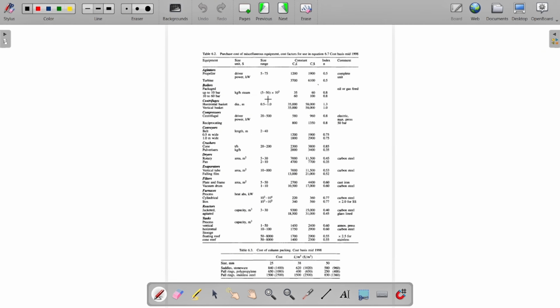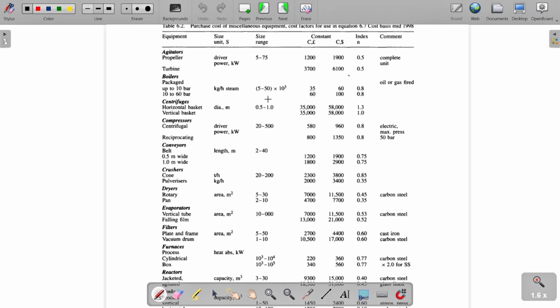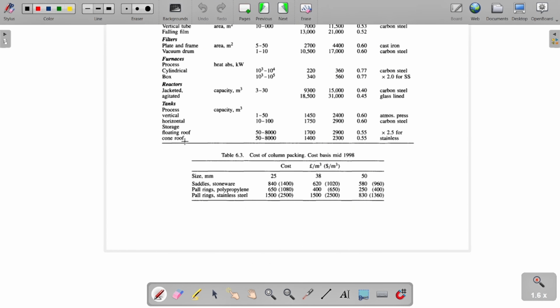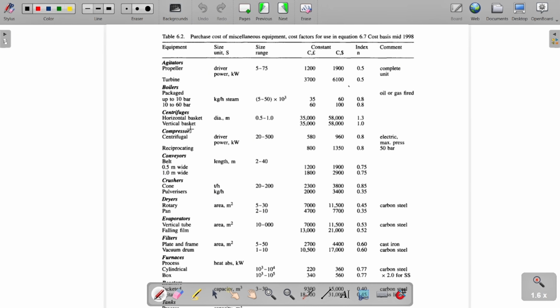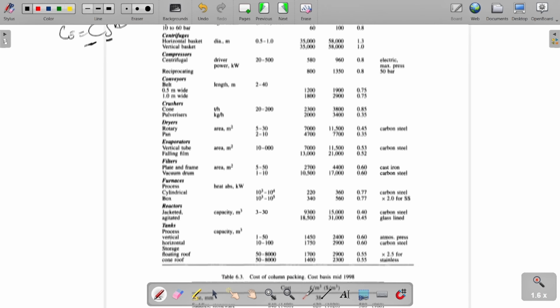And this one over here is when we have a storage tank, right? So it's a cone roof. For this one we have a formula that we use. The cost becomes C S to the power n, right? Where S is the capacity, and C is the constant, and n is the index. So assuming we are using a cone roof.